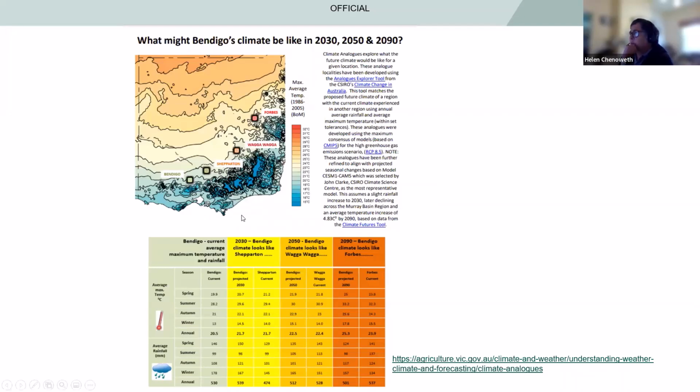So Bendigo, if you like, will be very similar to Shepparton by 2030, looking at the sort of data that's there. By 2050, it's going to be similar sort of weather, if you like, to Wagga Wagga. And by 2090, it's going to be very similar to Forbes in New South Wales. So again, a really nice way of visualising where some of these impacts might be affecting farms in our areas, which will help to connect up with the next section we'll be doing, which is a little bit about what farmers can be thinking about doing to manage the risk of what some of these models are suggesting might be happening.